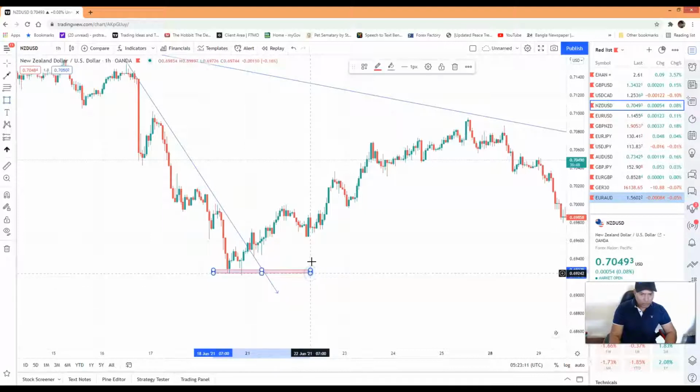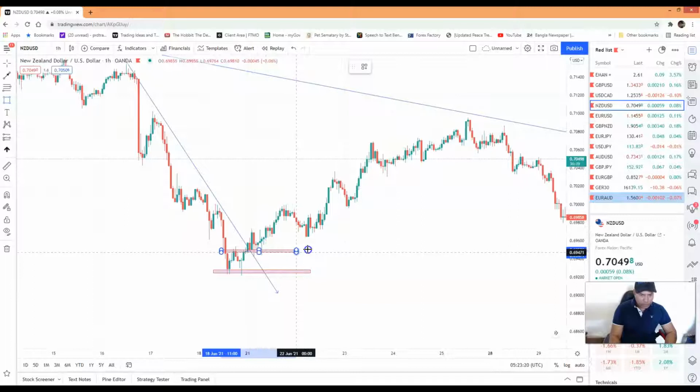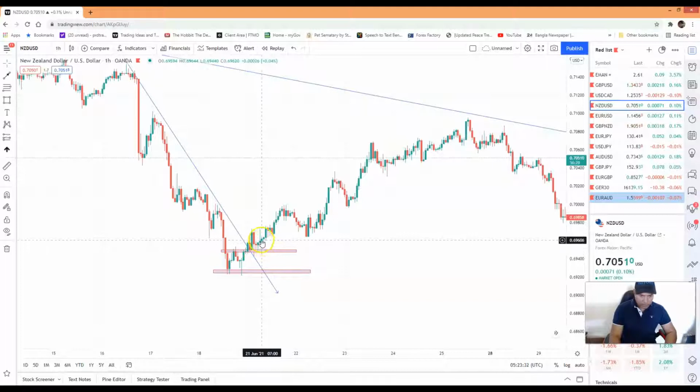Right? And then it broke this neckline and came back. It broke this trend line and came to this support area. We buy from this area, right? And then you ride this trend, and your direction is this trend line. So you know where to go. You know the overall direction.